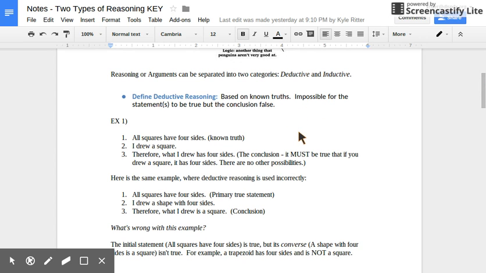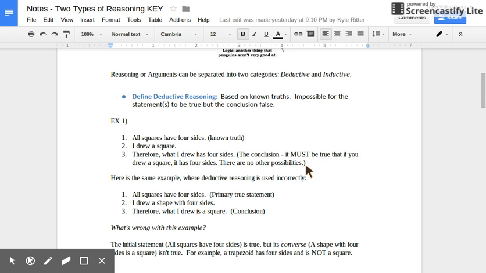Deductive reasoning is where you start with a known truth, and then you back that up with more statements or more known truths until you reach a valid or logical conclusion. For example, it is known that all squares have four sides. So if I draw a square, then I know that what I drew has four sides. It's impossible to have drawn a square without drawing four sides. So we start with a known universal truth, and then we can back it up with more truths until we come to a logical conclusion.